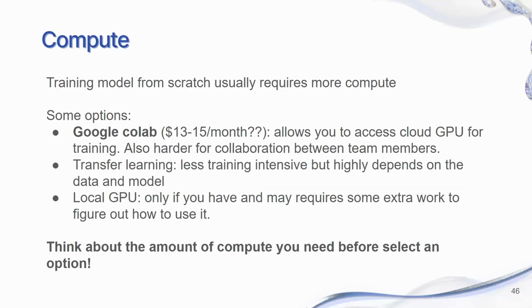Hopefully lots of you have heard of it or already used it. There's a free version, but you probably can't really access their GPU if you're using the free version. The paid version is like $13 to $15 a month, and it allows you to access Google's GPU, and it's pretty fast. It's not really the fastest, but it's good enough for this purpose, I think.